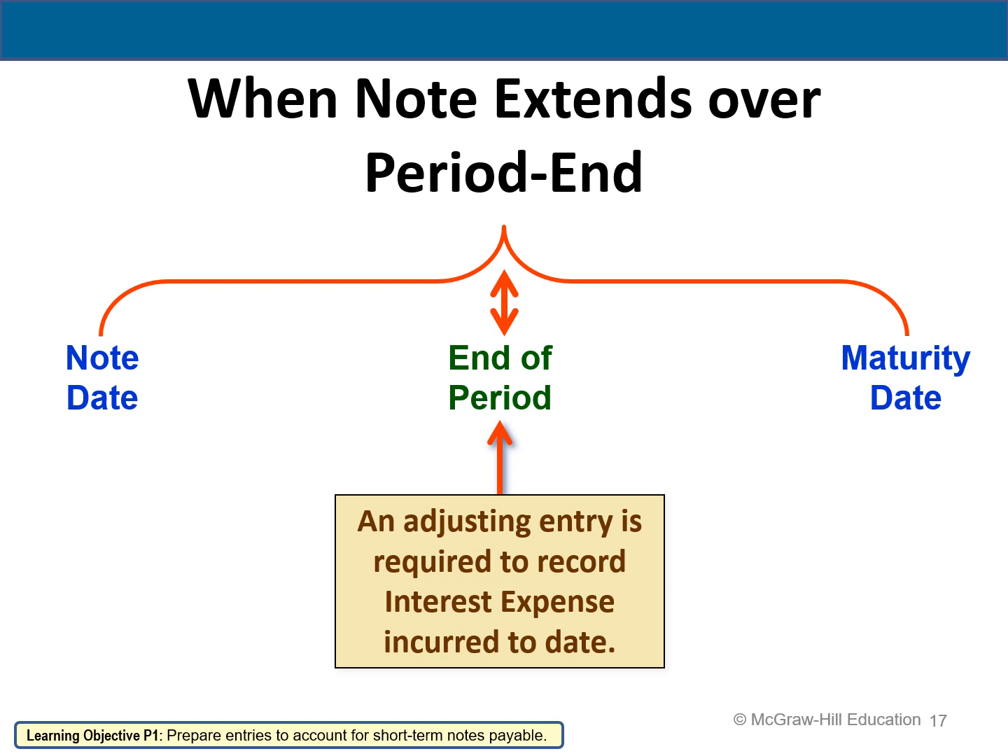All right, so when the end of the accounting period occurs between the signing of the note payable and its maturity date, we have to record the accrued but unpaid interest on the note. So let's say our note date is somewhere here before the end of the period, but our maturity date's over here.